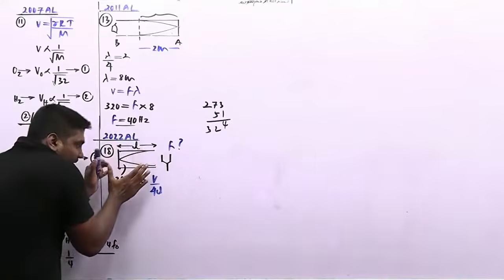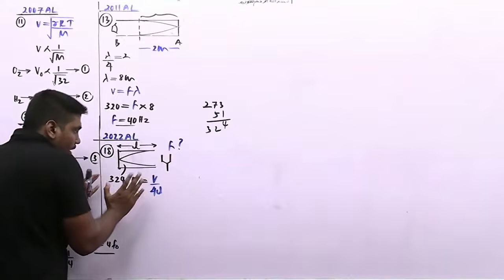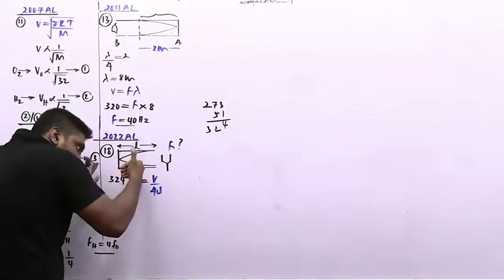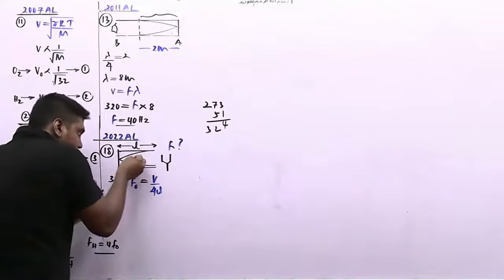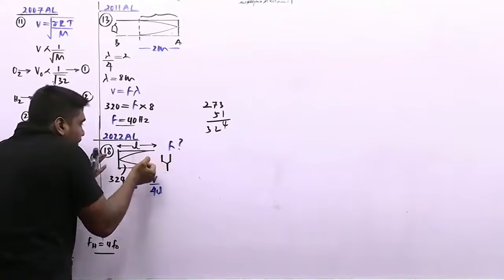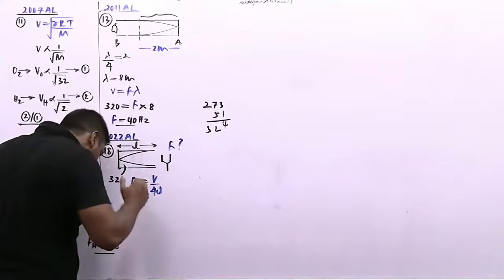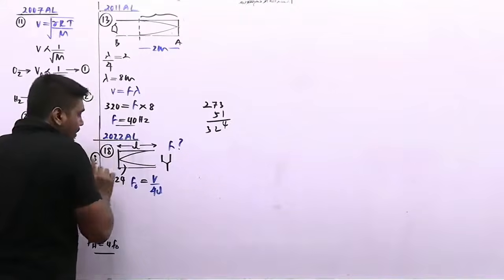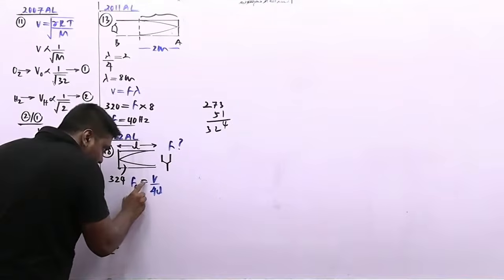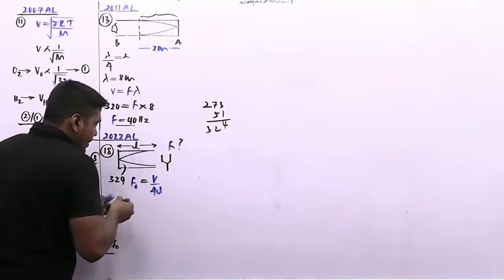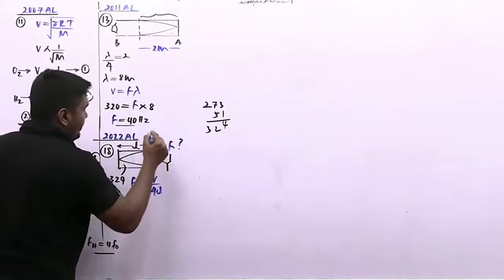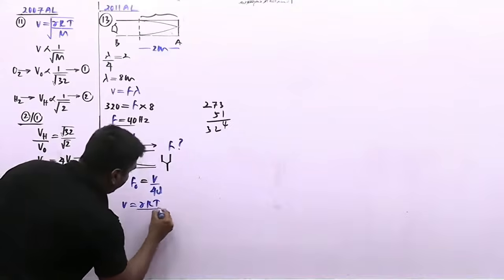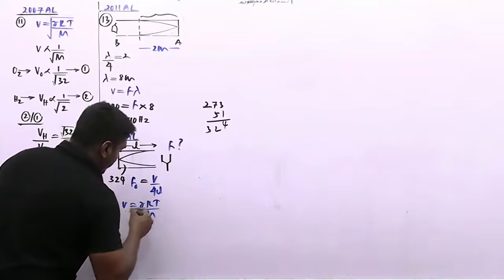Basically, we are not changing the length of the closed-end tube. Remember, the length of the closed-end tube remains the same. What is changed is the temperature of the air column inside this one-end closed tube. Therefore, we can tell that the fundamental frequency is proportional to the velocity. Velocity is proportional to what? V equals root of gamma RT over capital M.